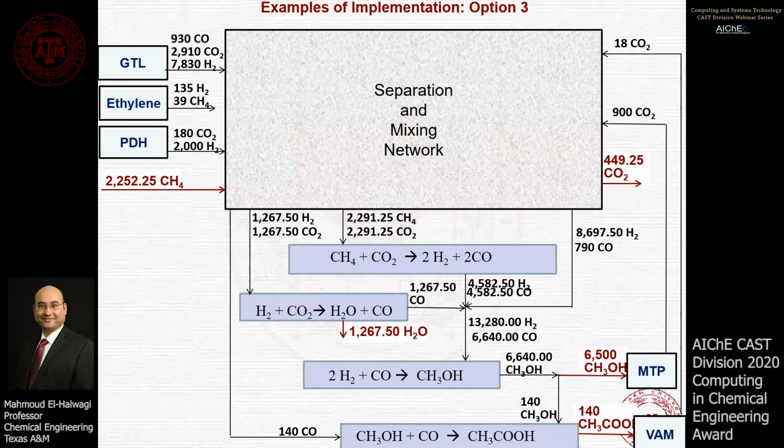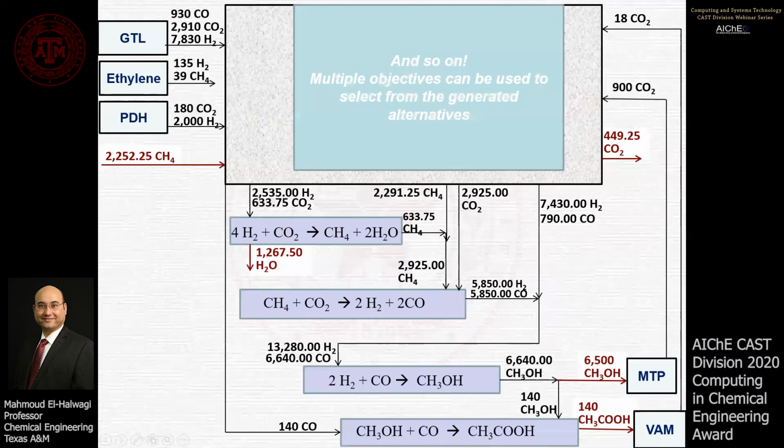Here is a third option, and this one has dry reforming of methane or natural gas, and so on. So really, we can generate multiple designs that meet the targets. If we add another objective, such as maximum profit or maximum sustainability weighted return on investment, then we wind up with a unique implementation that meets those targets.